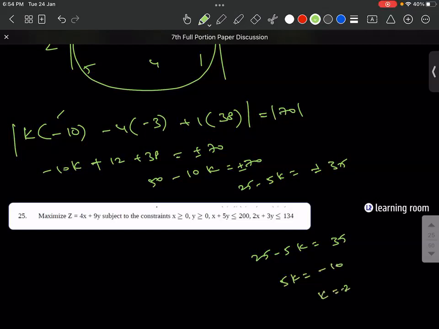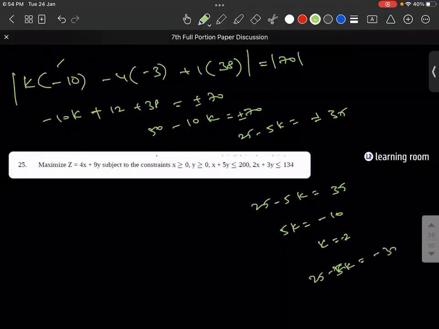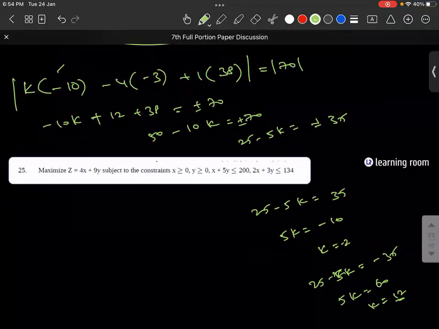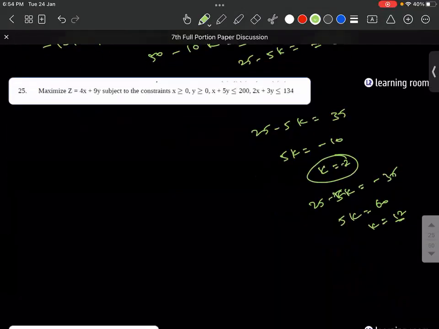Guys, I hope you are validating this. 25 minus 5k is equal to minus 35. So 5k is equal to 35 plus 25. Why is it not coming down? What has gone wrong? Answer 35 correct. Oh, sorry, my mistake. Minus 2 is correct. I was seeing the other step. So minus 2 or 12 is the right answer. Somebody told minus 2, right? Minus 2 is one of the options. 12 is also another option. Yes, sir.